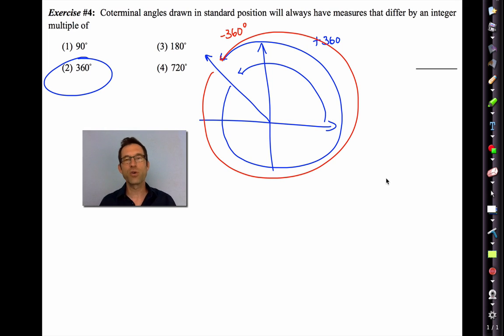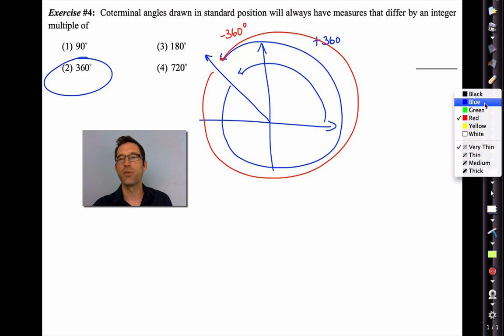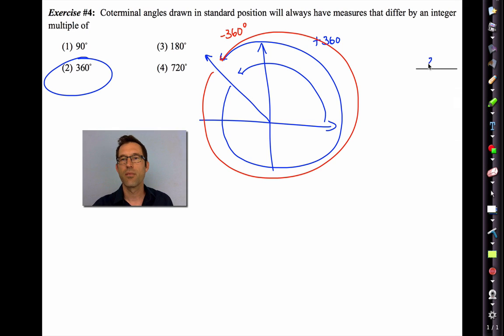Because by adding or subtracting 360 degrees to any angle, you're basically just doing another full rotation and bringing you right back to that terminal ray. Right? Whether you add or subtract 360 makes no difference in terms of the coterminal angle. All right, pause the video now and think about that a bit.